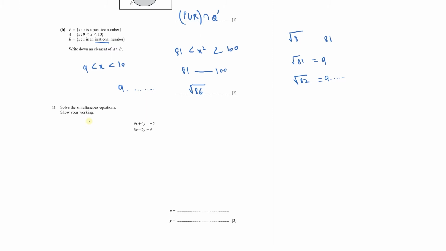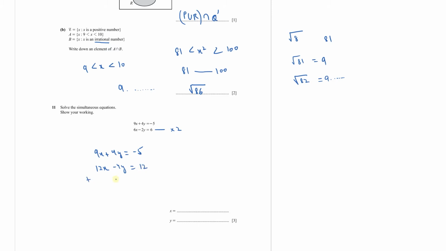Question number 11 is you have to solve these simultaneous equations. So I can straight away see that I have 4y here and 2y here. So if I multiply this by 2 and add the equations, I can eliminate the y variable. So 9x plus 4y equals minus 5, first equation as it is, and then I will multiply the second equation by 2, so I get 12x minus 4y equals 12.